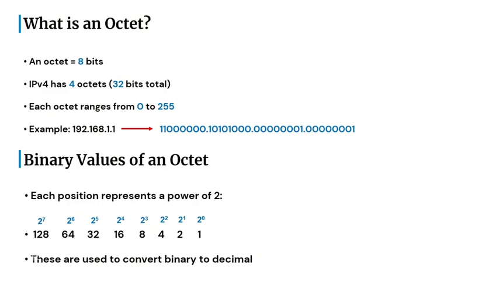Remember, an octet is just 8 bits. And because of this math, each decimal number in an IP address will always range from 0 to 255. From left to right, the positional values double every time, giving us the standard networking matrix 128, 64, 32, 16, 8, 4, 2, and 1. We use these exact position numbers to convert back and forth between binary and decimal.